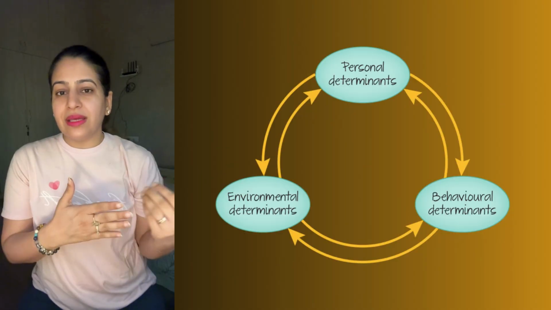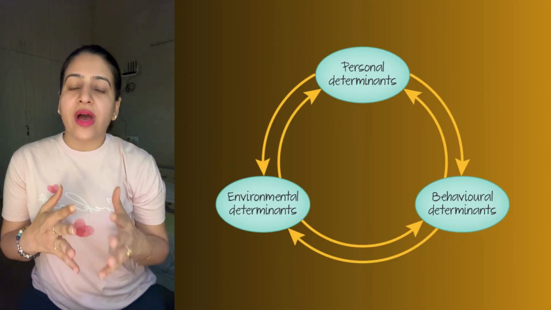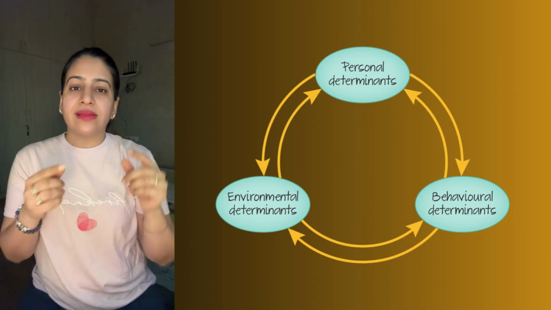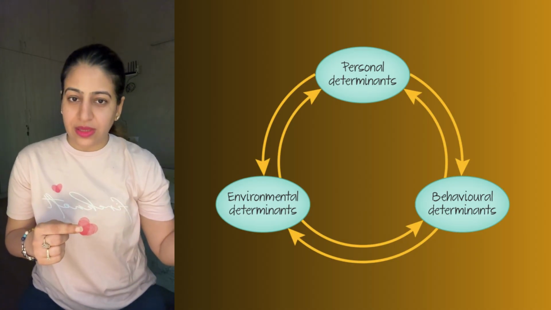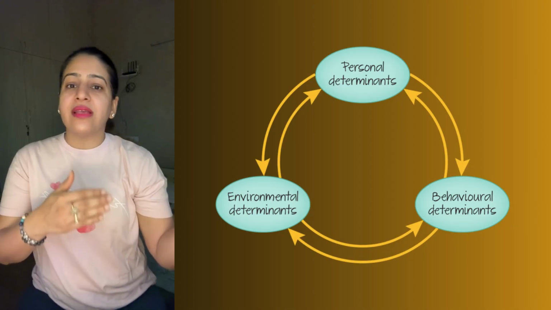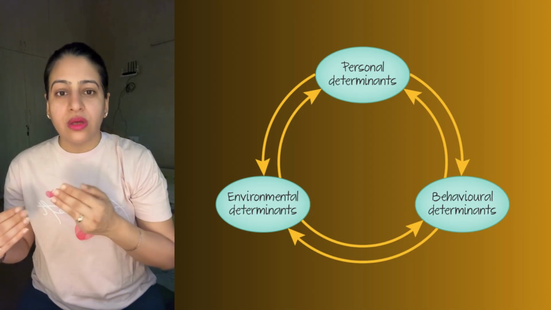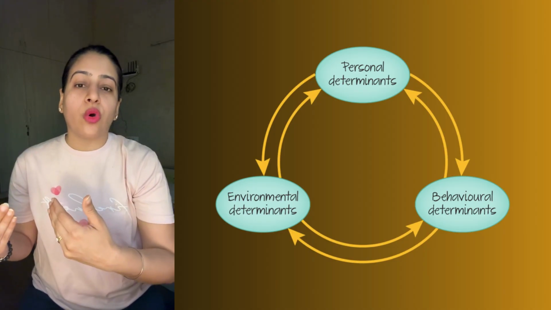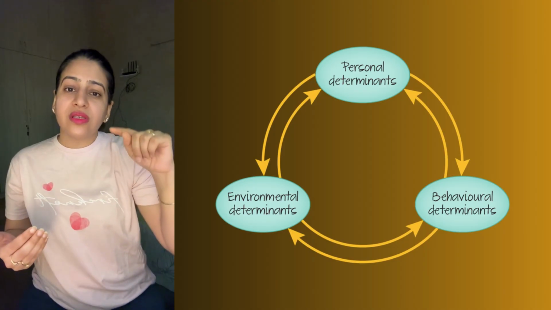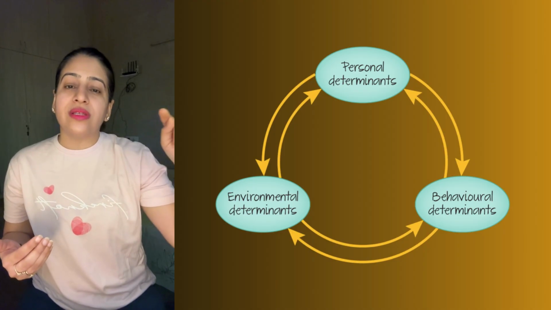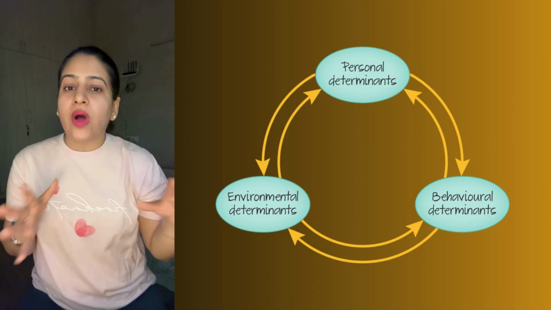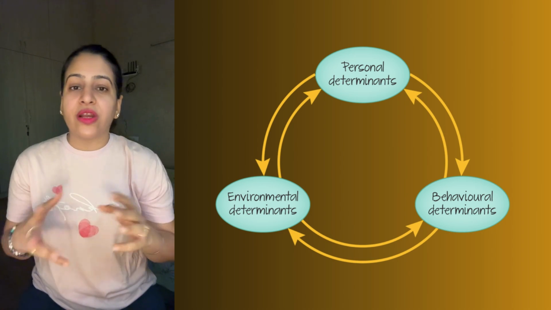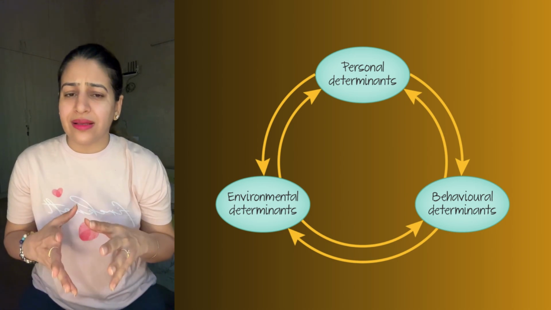Here you can see the diagram, triadic reciprocal determinism. Now, your behavior has an influence on the environment, and this environment has an influence on your cognition, emotions, etc., which further has an influence on your behavior. This is a cycle that goes the other way round too. So I hope you understood that all these three have an effect on each other and are highly linked.